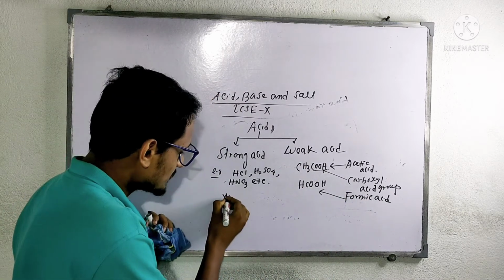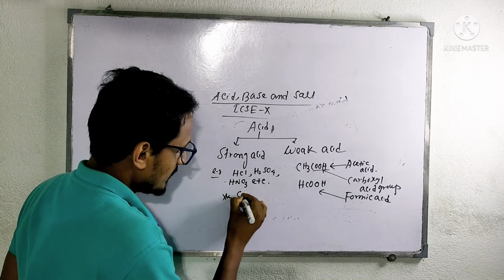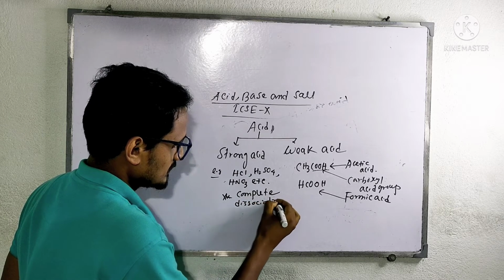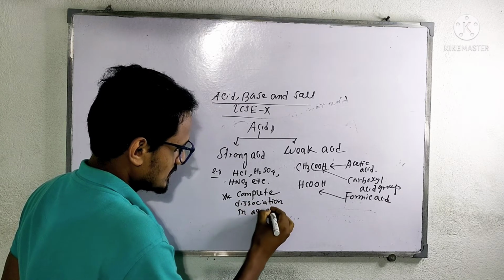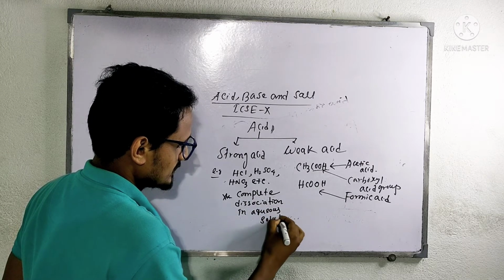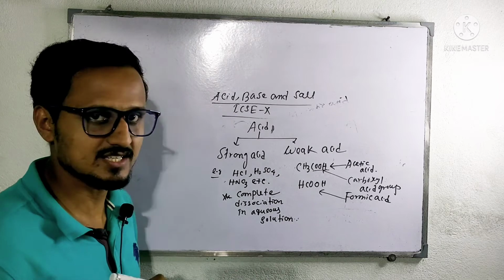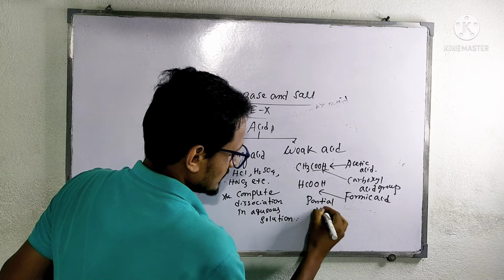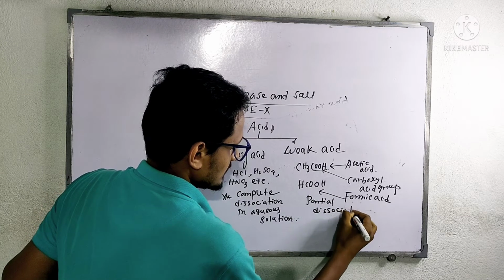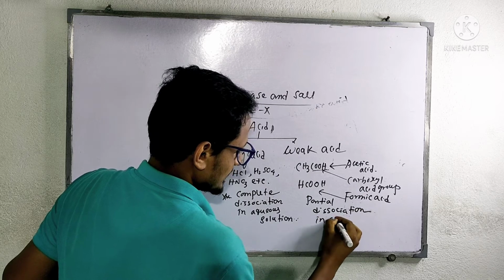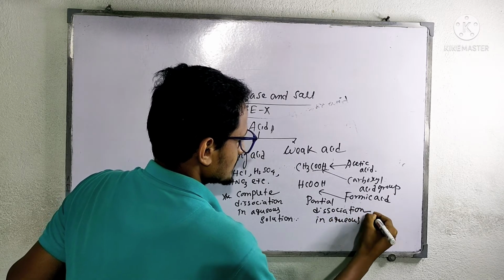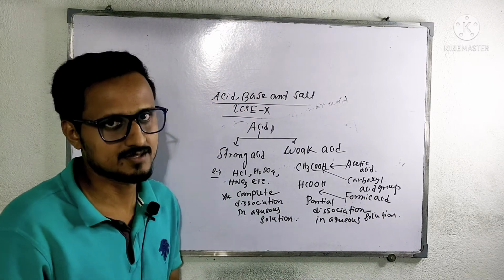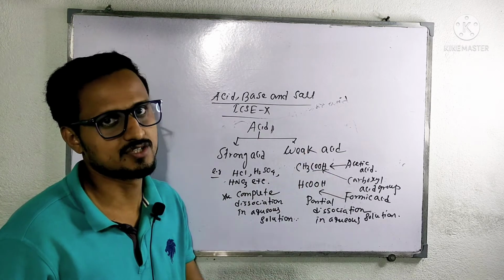Now what is the main characteristic of strong acid? Complete dissociation in aqueous solution. It will remain in a completely dissociated state in aqueous solution. For weak acid, partial dissociation in aqueous solution. So these are the two main differences between strong acid and weak acid: complete dissociation, partial dissociation.